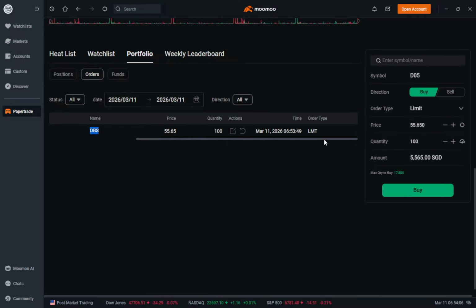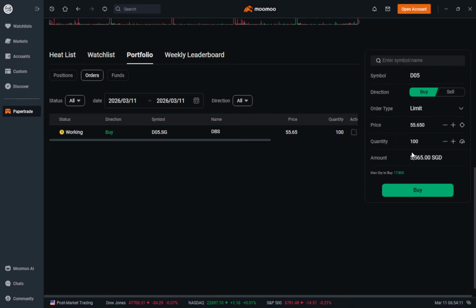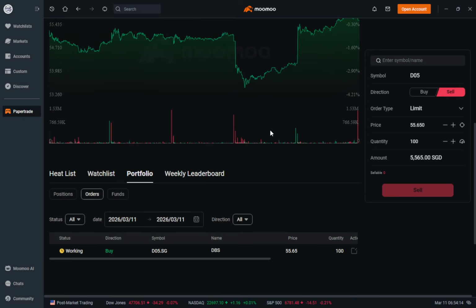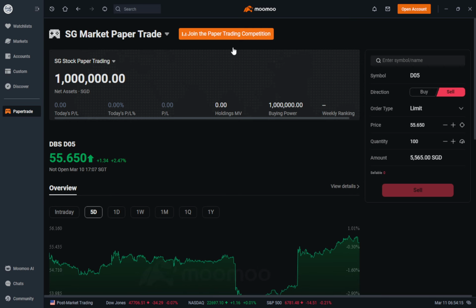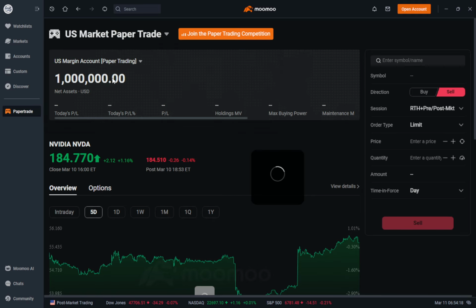Also, paper trading generally follows regular market hours. Pre-market and after-hours sessions may not be supported in the simulation, so plan your practice sessions accordingly. You may also notice optional competition or leaderboard modes. These are designed to add a friendly challenge and help you benchmark your performance against other paper traders. They're entirely optional, but they can be a fun way to stay motivated as you refine your approach.